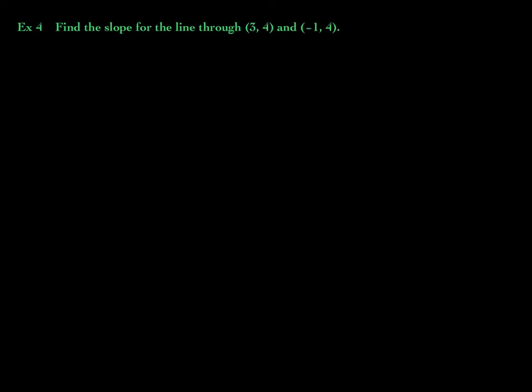Find the slope for the line passing through these 2 points. Let's use the slope formula again. I'm going to stick to my pattern here, calling the first set of coordinates x sub 1, y sub 1, the second set of coordinates x sub 2 and y sub 2. Okay, but feel free to change that if you want for yourself.